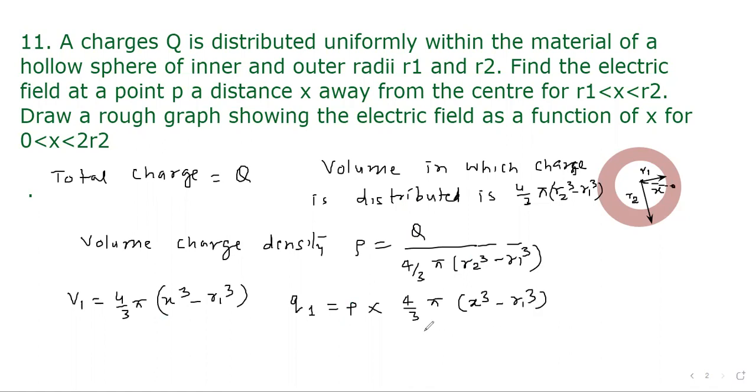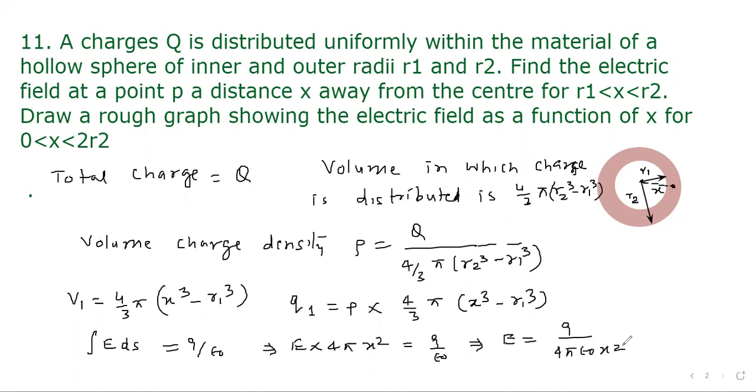Now, we can apply Gauss law to find electric field, integration E ds cos theta. So here we are taking E and ds along the same line, so theta will be 0 degree, equal to Q upon epsilon naught. So this will give ds, meaning the surface area of the sphere in consideration. So it will become E times 4 pi x square equal to Q upon epsilon naught, which gives E equals Q upon 4 pi epsilon naught x square.